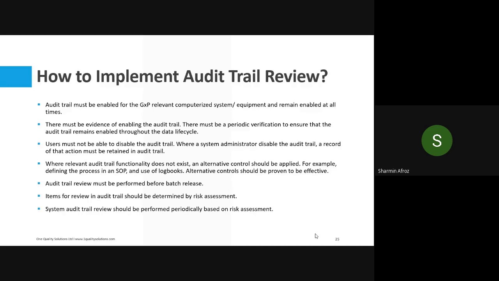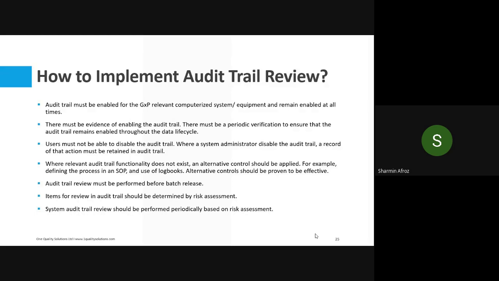How to implement audit trail review? The audit trail has been turned off. The biggest design flaw of a regulated company is the ability for users to turn the audit trail function on or off. This is a frequent citation in many data integrity warning letters. The easy solution is that the audit trail within an application must be functional from the initial installation, okay? And there must be evidence of enabling the audit trail, and also there must be a periodic verification to ensure that the audit trail remains enabled throughout the data lifecycle.